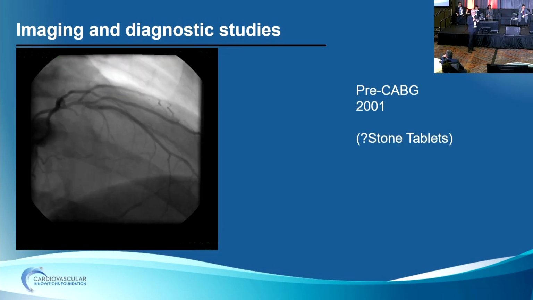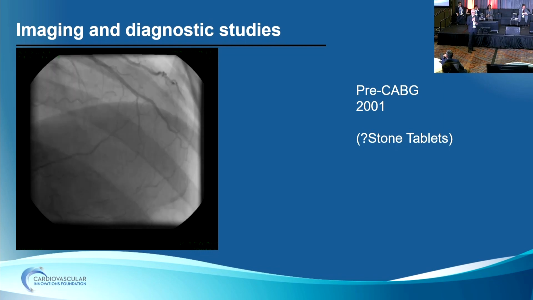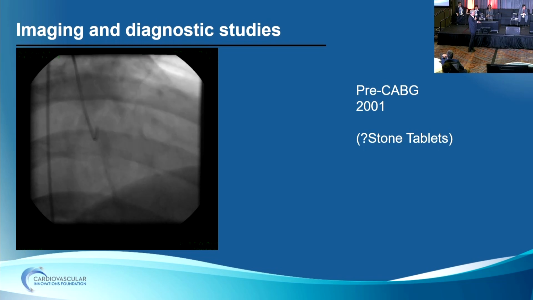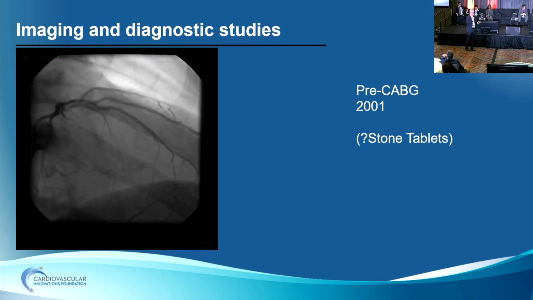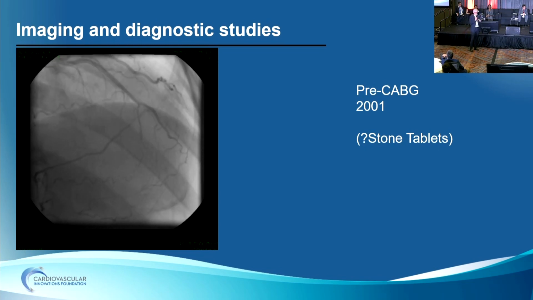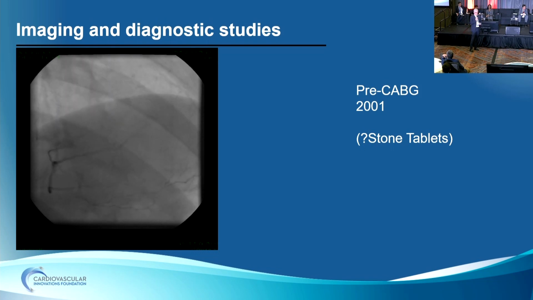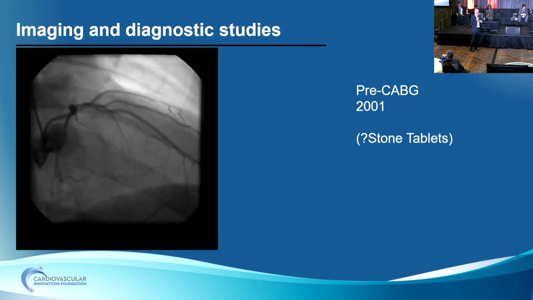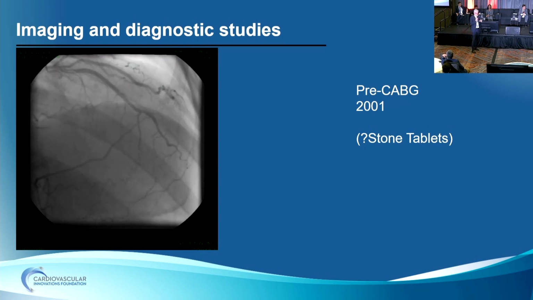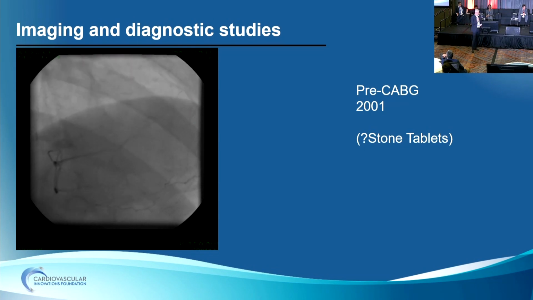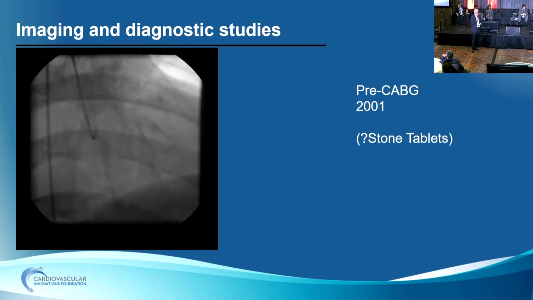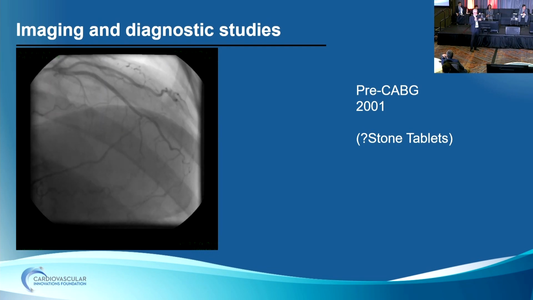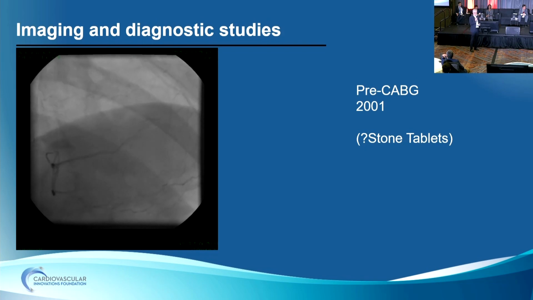And I just put this here, this is mainly for the fellows in the room, because fellows will speak as if anything done more than a year ago is just lost to history, and there's no way of ever getting it, and it's on stone tablets somewhere. But in fact, the old films are often available, and you can find them, and they can be really useful. You can see here there's a D1 and D2 that come off almost at the same exact spot, and that helped us understand why the LAD never was grafted. The D2 has the LIMA, and a vein goes to the diagonal.